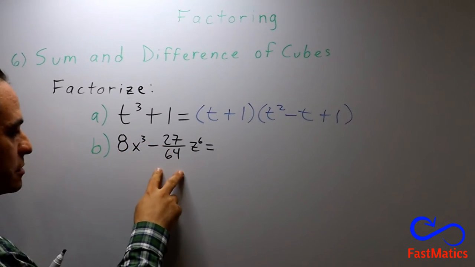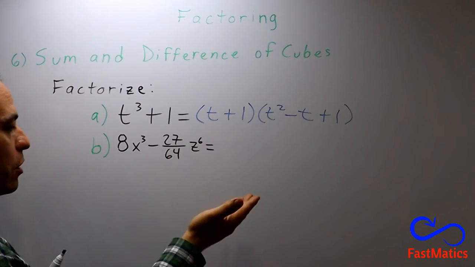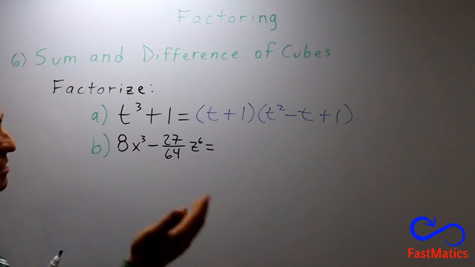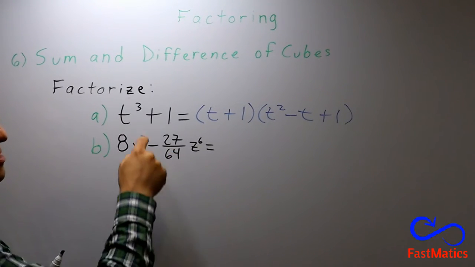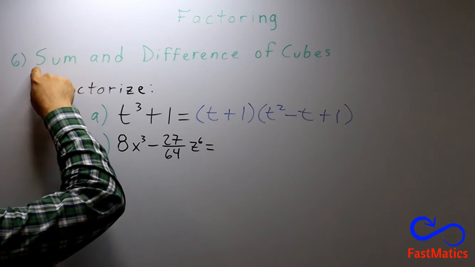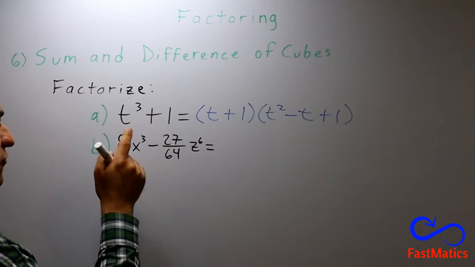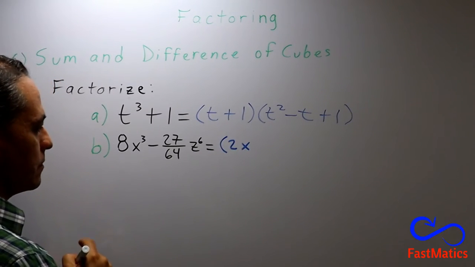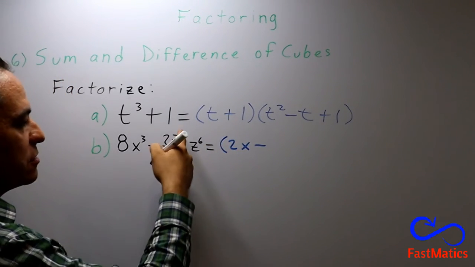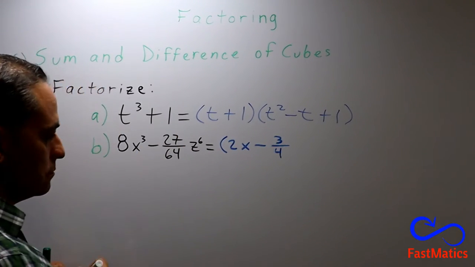Do we have 2 terms separated by a negative sign with square root? No. So it is not a difference of squares. Do we have 2 terms with cube roots? Yes. The sign is not important. You can do it with a sum and with a difference. So the cube root of 8x cubed is 2x. We copy the sign, and after that the cube root of 27 is 3, and the cube root of 64 is 4.